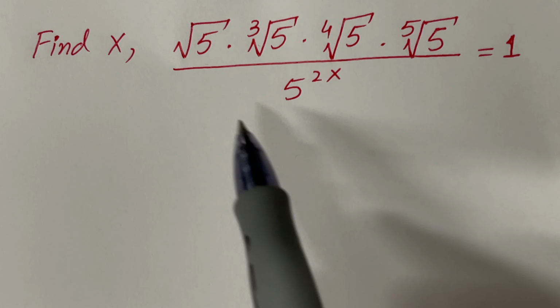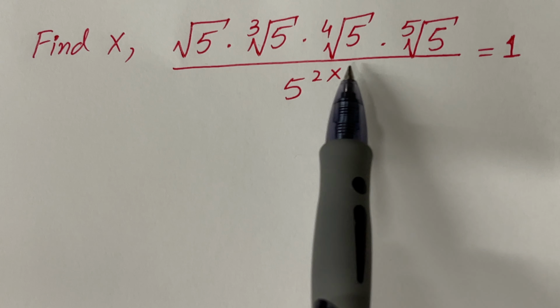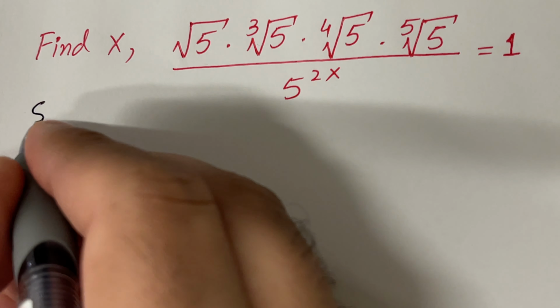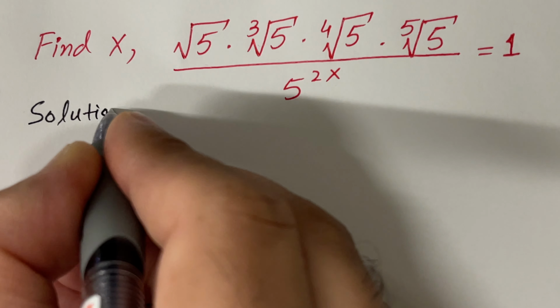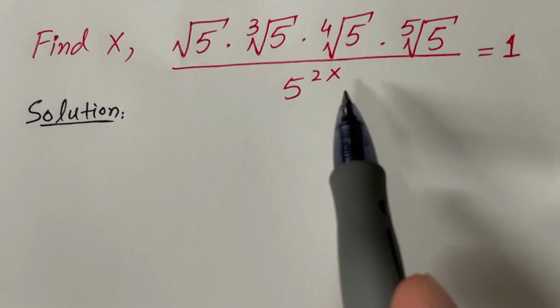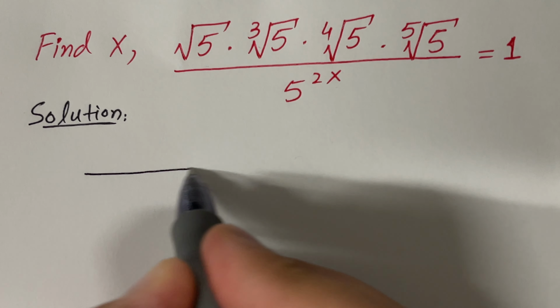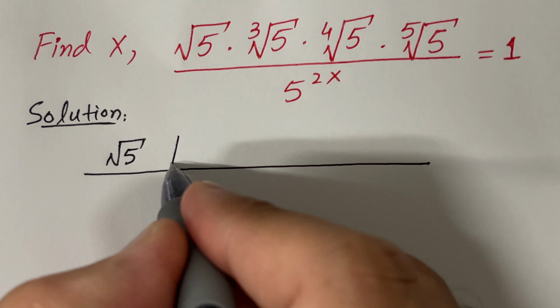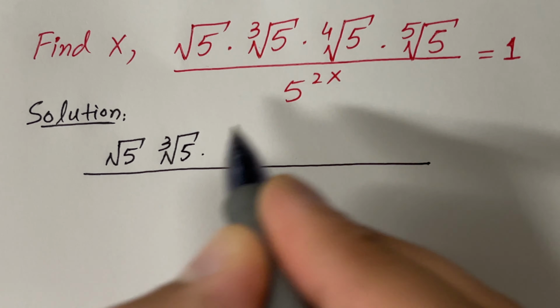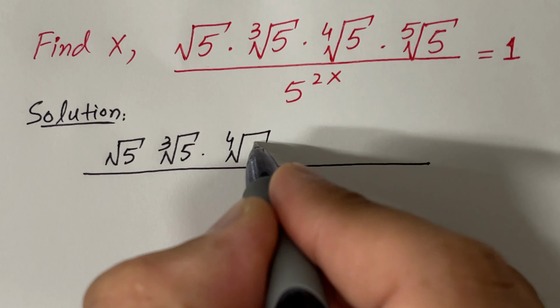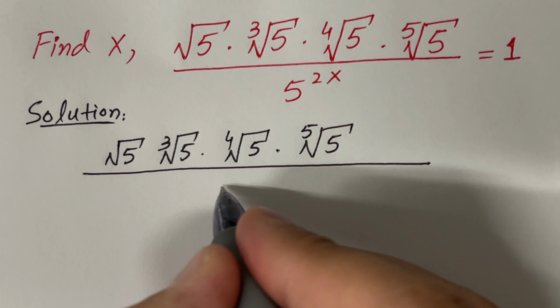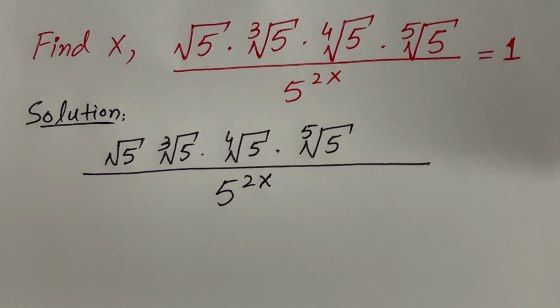In this video, we are given these bunch of nth roots of 5 and we want to find the value of x. Let's solve it. So let's rewrite the given equation. On top we have a square root of 5 times cube root of 5 times fourth root of 5 times fifth root of 5, and on the bottom we have 5 raised to the power 2x, and on the right hand side we have 1.